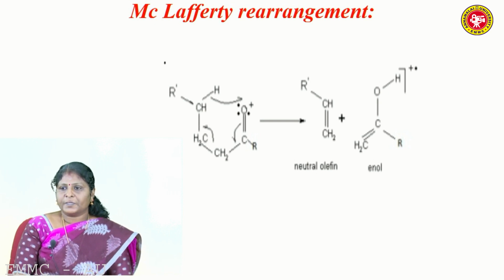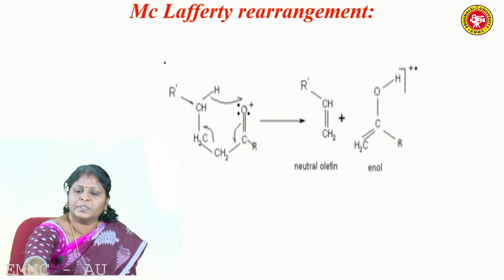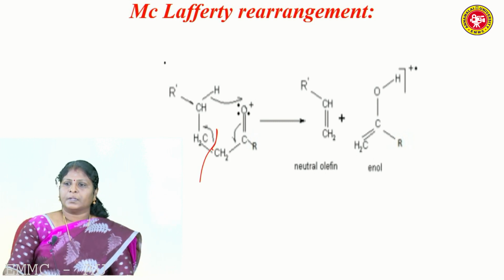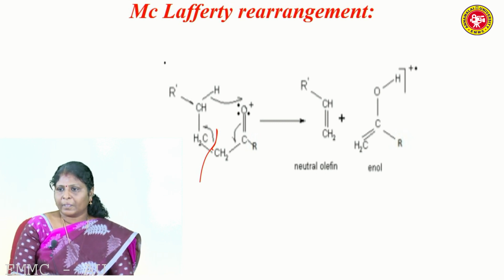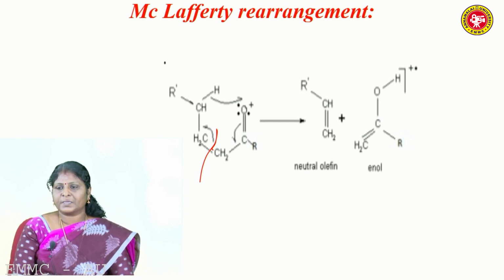The next rearrangement, McLafferty rearrangement, is another fragmentation mode. McLafferty rearrangement involves gamma hydrogen abstraction followed by beta bond cleavage. This bond is the beta bond. By the cleavage of the beta bond, the fragmentation is effected. Initially, the gamma hydrogen is abstracted by the carbonyl group. This type of rearrangement we can expect most commonly in carbonyl compounds. Even unsaturated systems may also undergo McLafferty rearrangement, provided there is a gamma hydrogen atom.